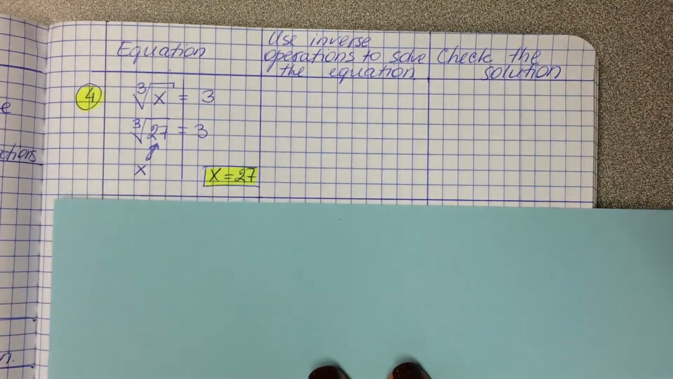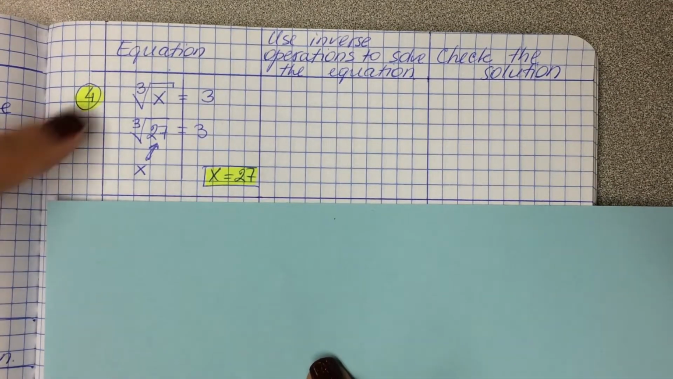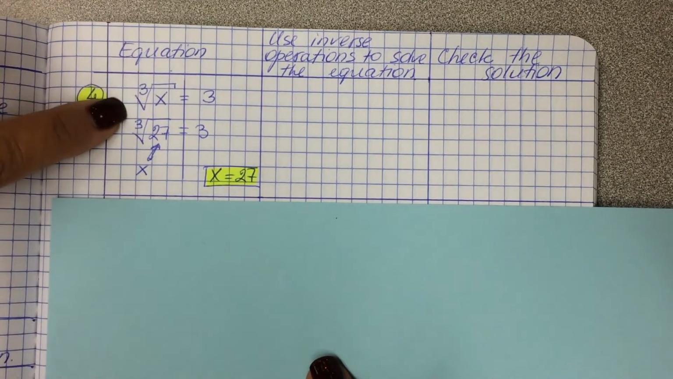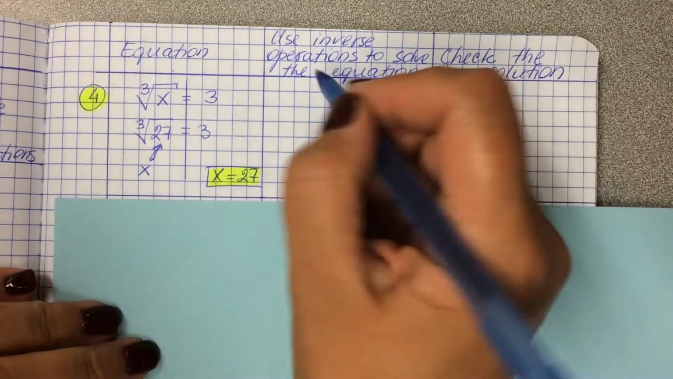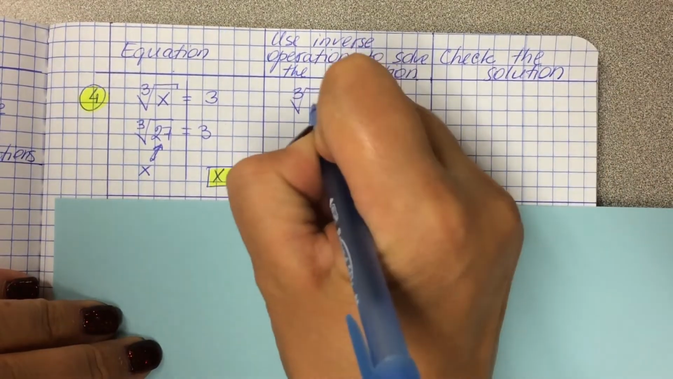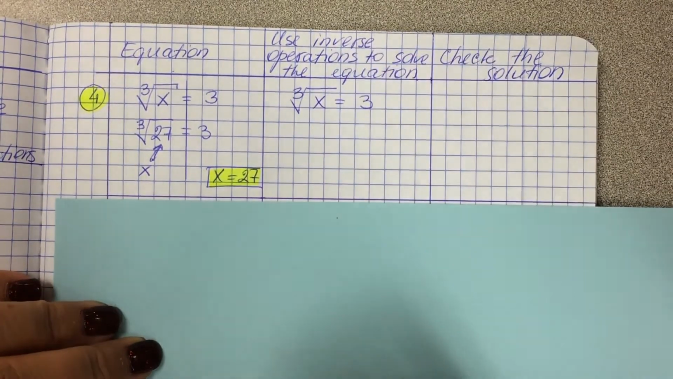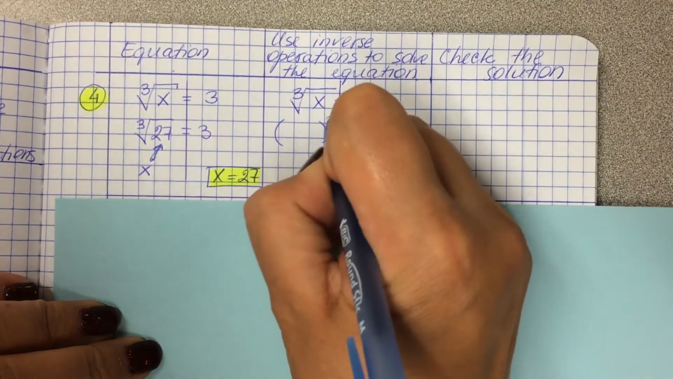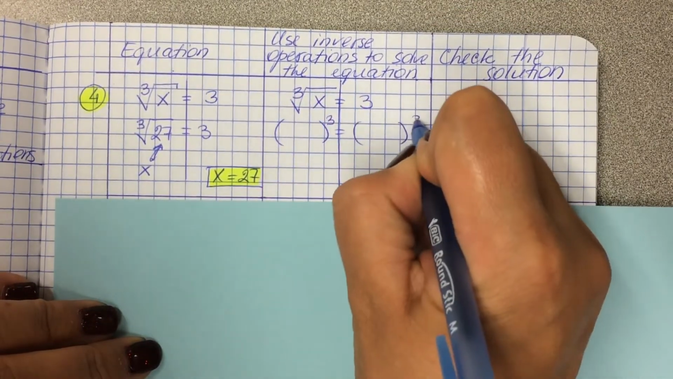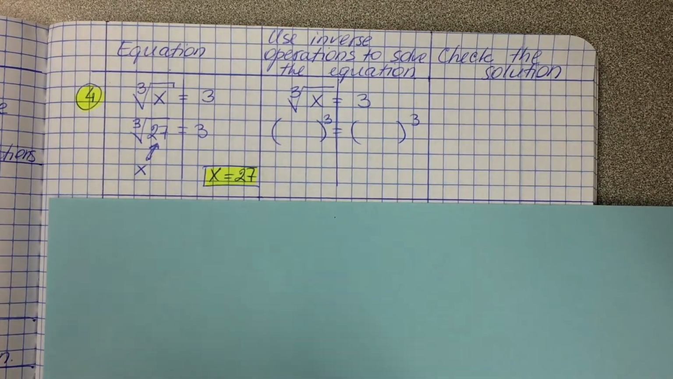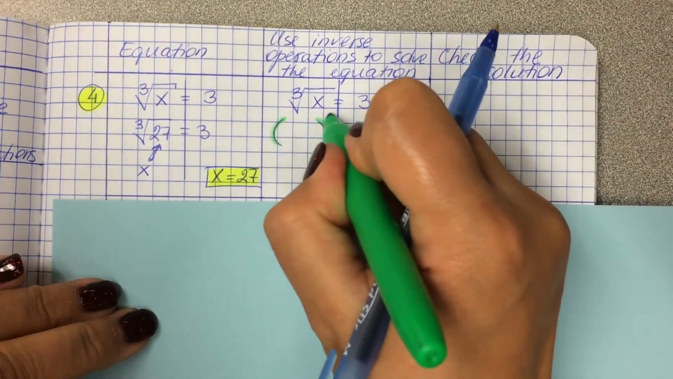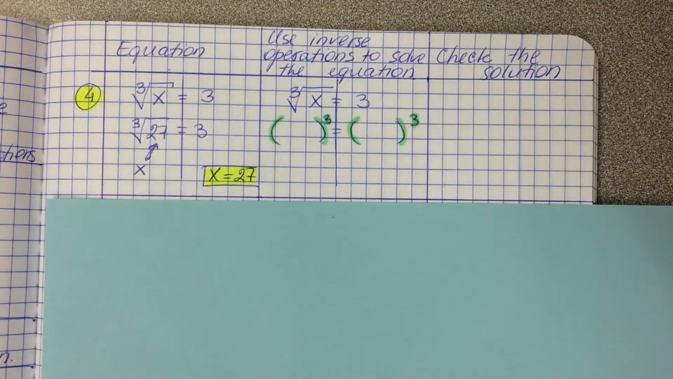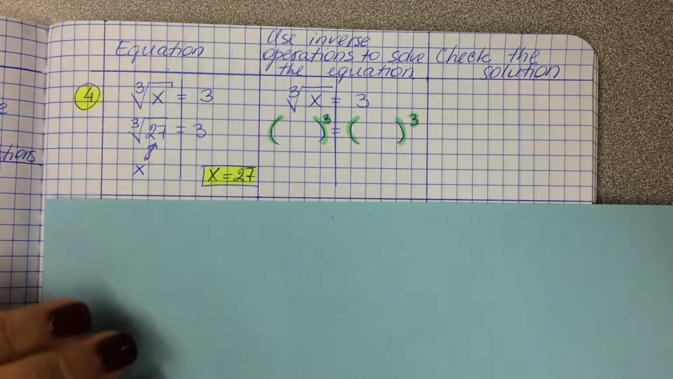So to use the inverse operation, just like we previously stated, if you have a cube in the equation, we're going to use the cube root, and if you have a cube root in the equation, we're going to use the cube. So we have cube root of x equals 3. This is the original equation. The inverse operation is cube, third power. So we need to do the third power of each side. In other words, use the inverse operation of cubic root, which is cube or third power.